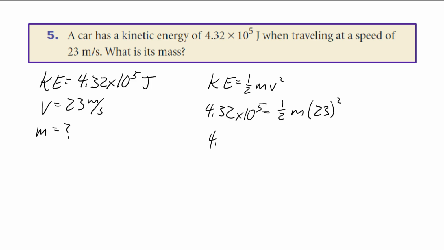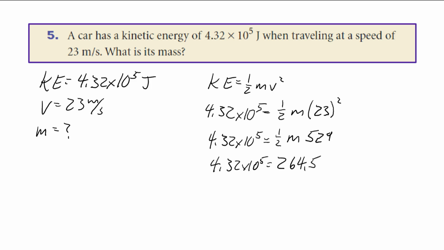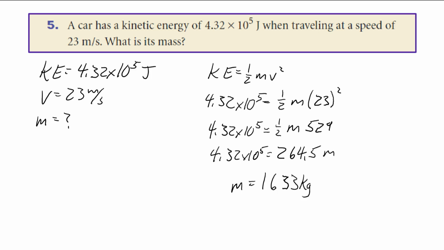So now you have 4.32 times 10 to the 5th is equal to 1/2 times 23 squared times the mass. I could write it out. 23 squared is 529. Half of that is 264.5 times the mass. And you divide both sides by 264.5, and you get a mass of 1,633 kilograms. And I believe that's it. Yep, have a good day.